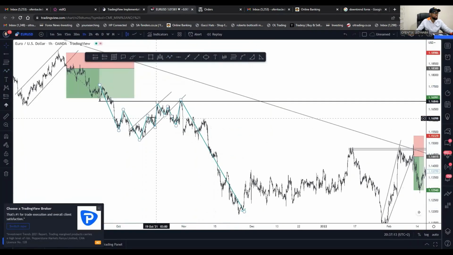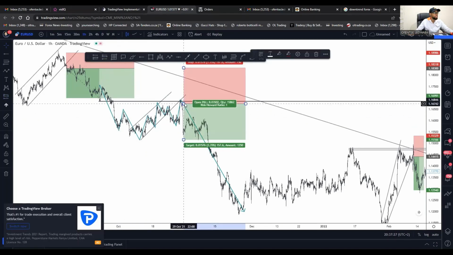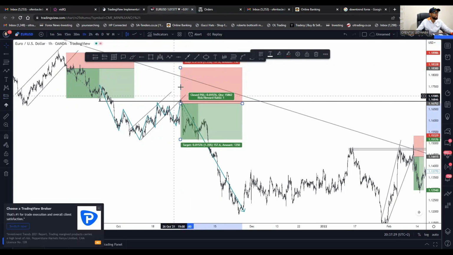Look how nice this trade was. Here it formed a bullish trend, but in a corrective manner. So we get this one at the retest.